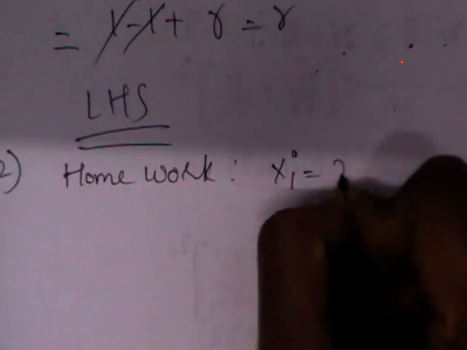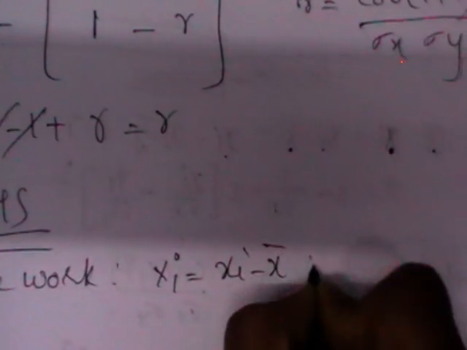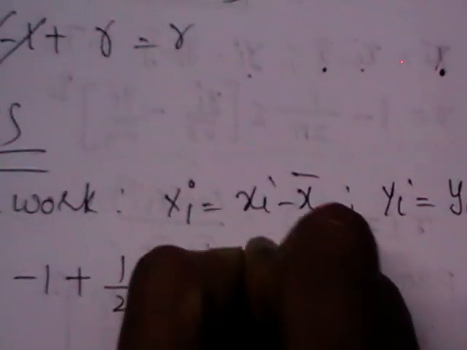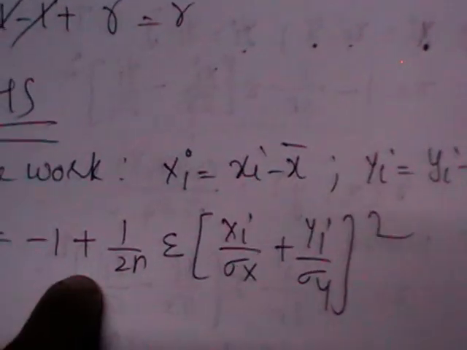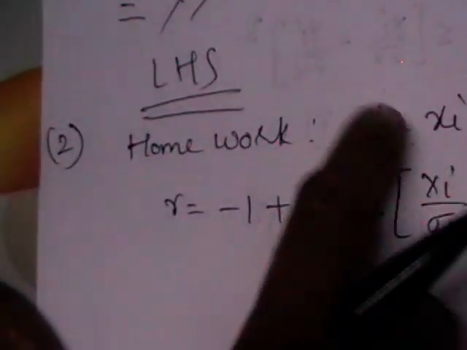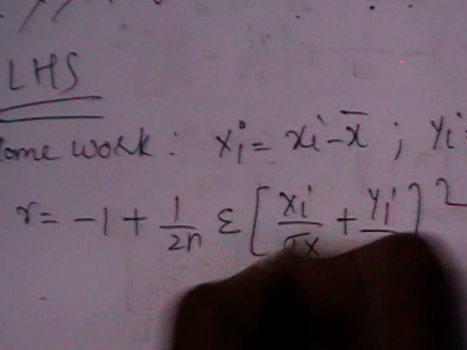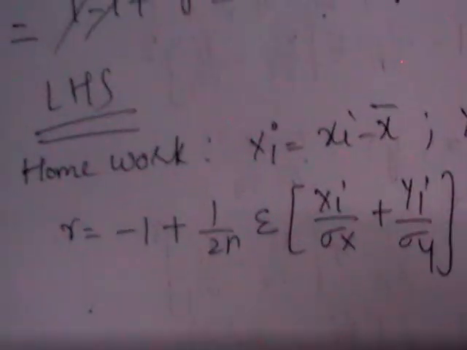Xi in the same steps you can do this problem also. Given xi, yi, r is equal to minus 1 plus 1 by 2n sigma (xi by sigma x plus yi by sigma y) whole square. Here also you consider the RHS, simplify this, substitute with the formulas, you will get this. Okay, I will go to the next problem in this.